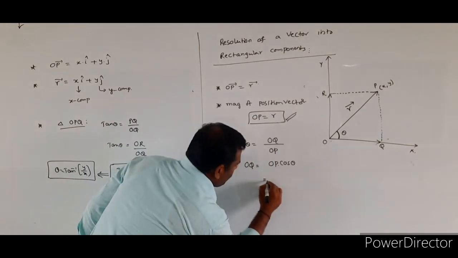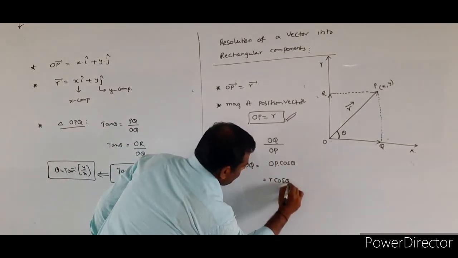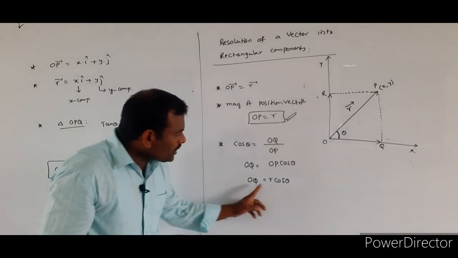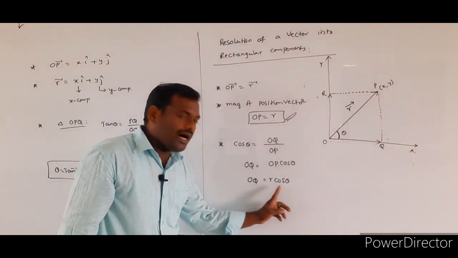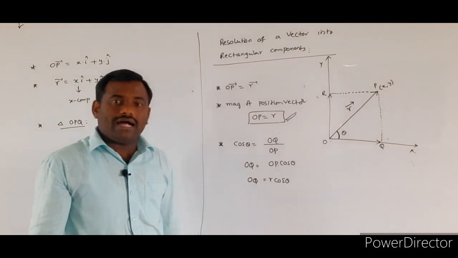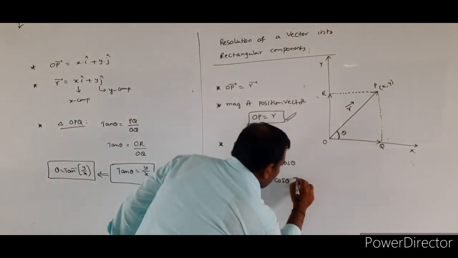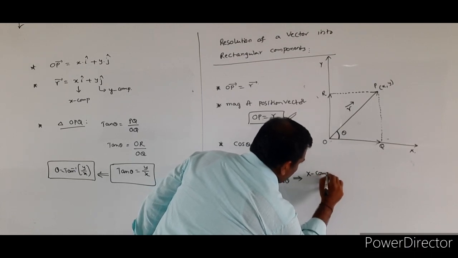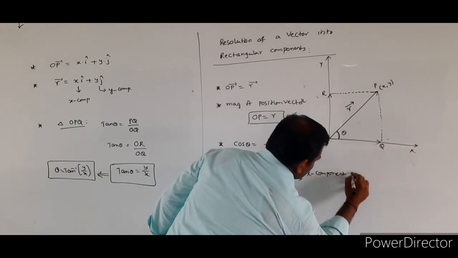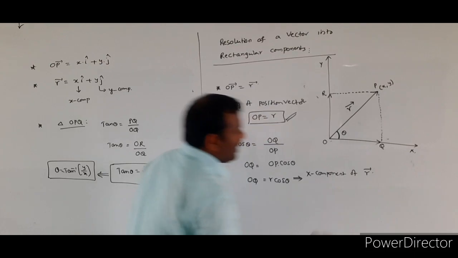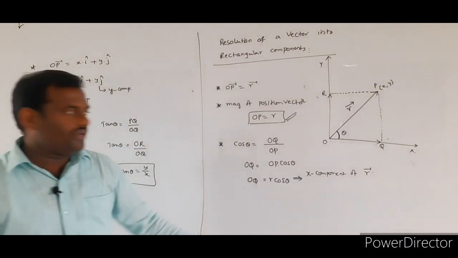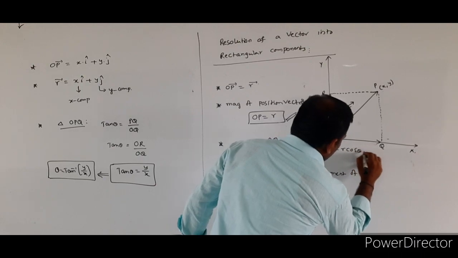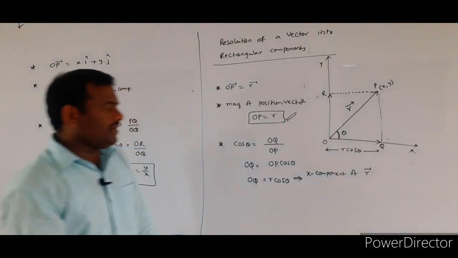OP value is equal to r. Therefore, OQ is equal to r cos theta. What does it denote? It is also denoting the x component of r bar. So the x component of r bar is OQ, which is equal to r cos theta.